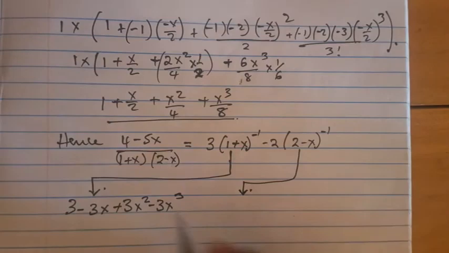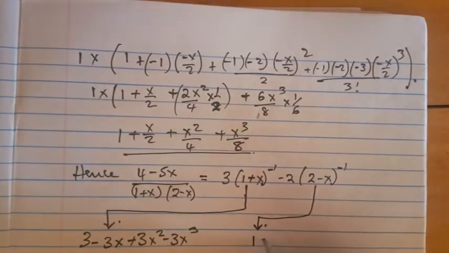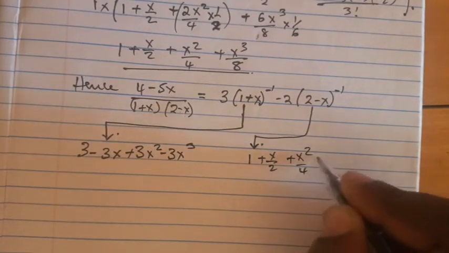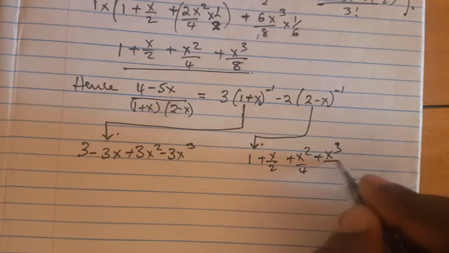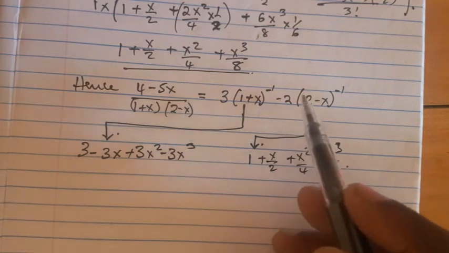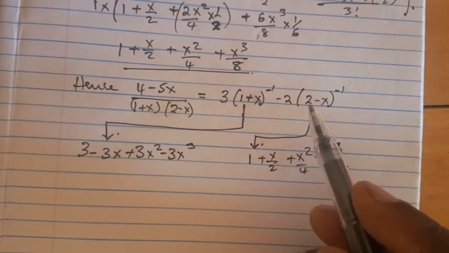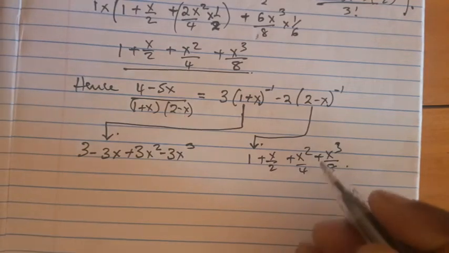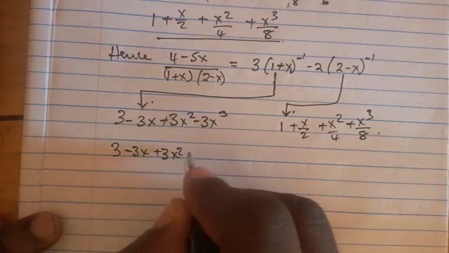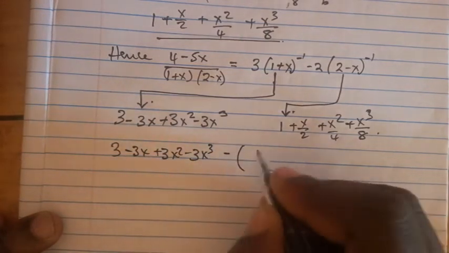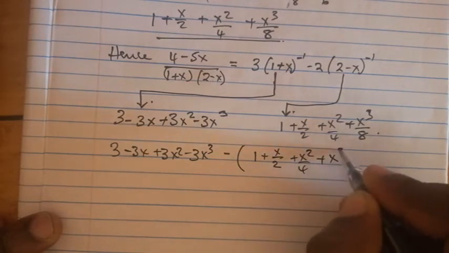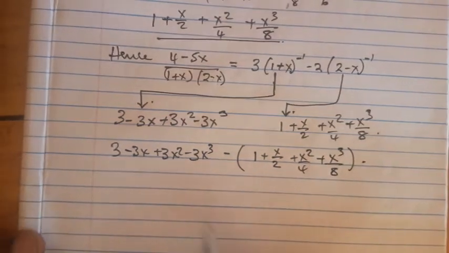It has given us 1 plus x over 2, plus x squared over 4, plus x cubed over 8. And you can see there's a negative sign in between. So this is going to be 3 minus 3x plus 3x squared minus 3x cubed, minus the bracket 1 plus x over 2 plus x squared over 4 plus x cubed over 8. So it's just a matter of subtracting.